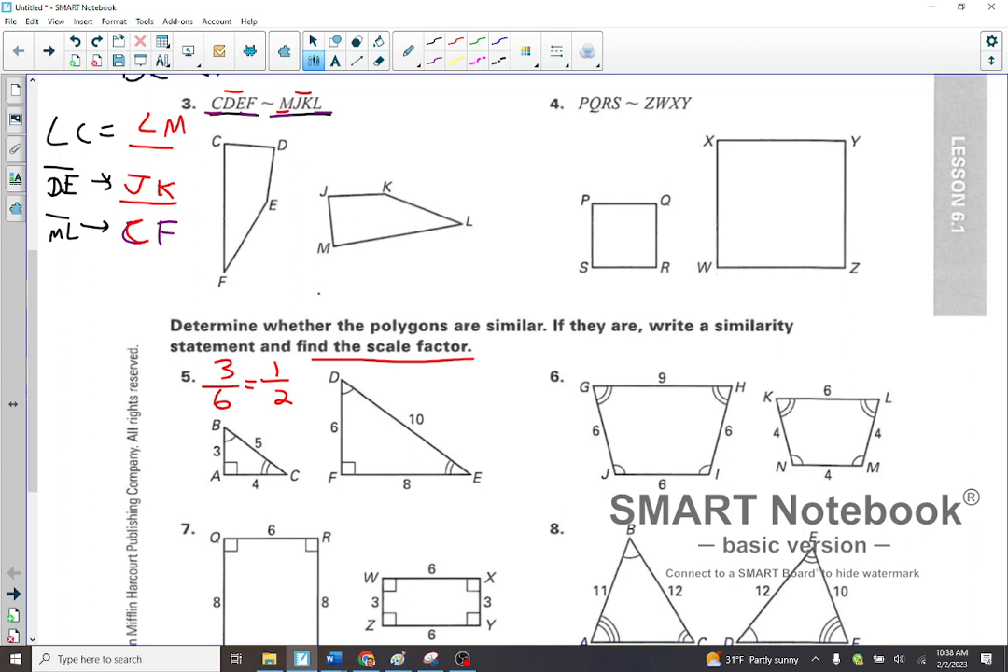Next one. 4 is the medium, over 8. So that is going to be reduced to 1/2. And then 5/10 reduces to 1/2. We're just checking if it is similar. Since it is similar, my scale factor is 1:2. For every one of this, there's 2 of that. You just do that for each one, okay?